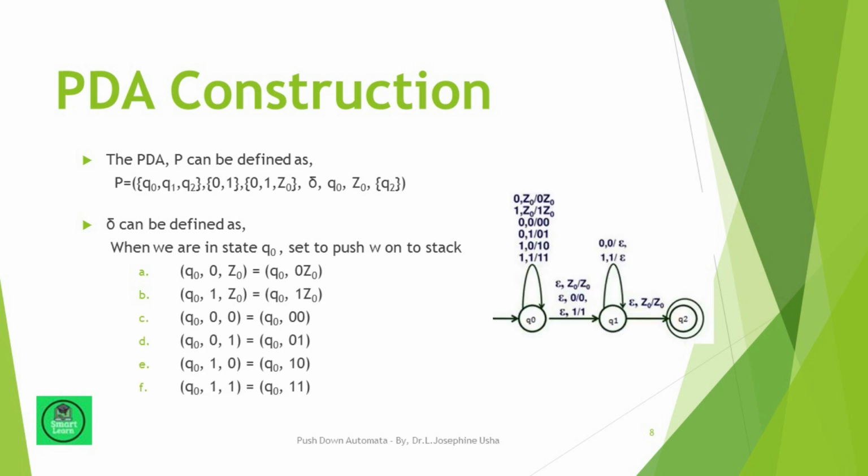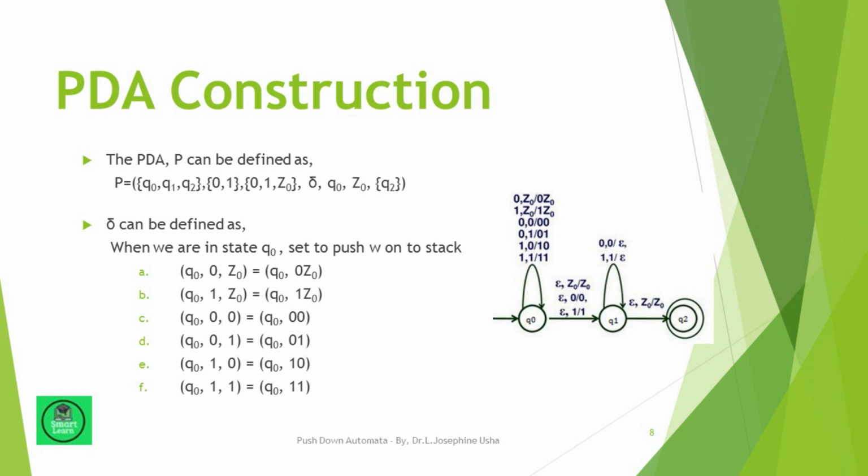Here I assume we have 3 states, Q0, Q1 and Q2. The input symbols are only 0 and 1, and the stack symbols are 0, 1 and Z0. Then we have delta, the starting state is Q0, the initial stack content is Z0, and the final state is Q2.